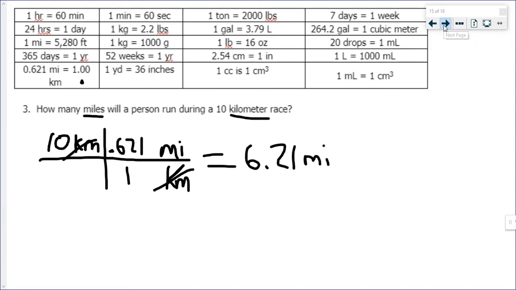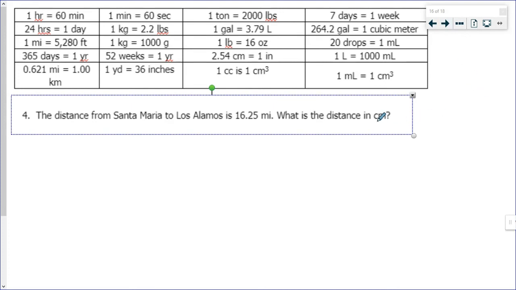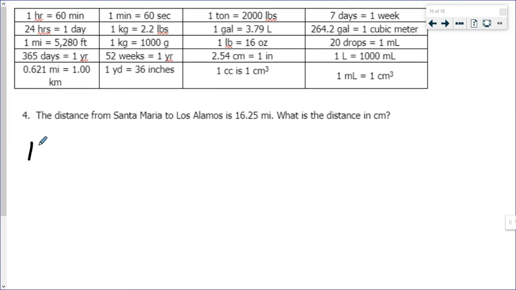All right, so try this problem and see what you end up with. It's going to be like the last one, but it's going to be an extra step or two. So pause the video and see if you can figure this one out. All right, so hopefully you had a chance to figure this out. We've got 16.25 miles.